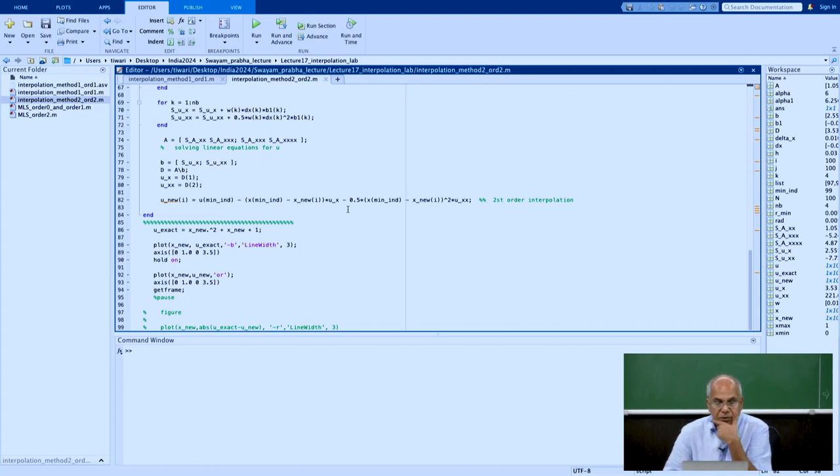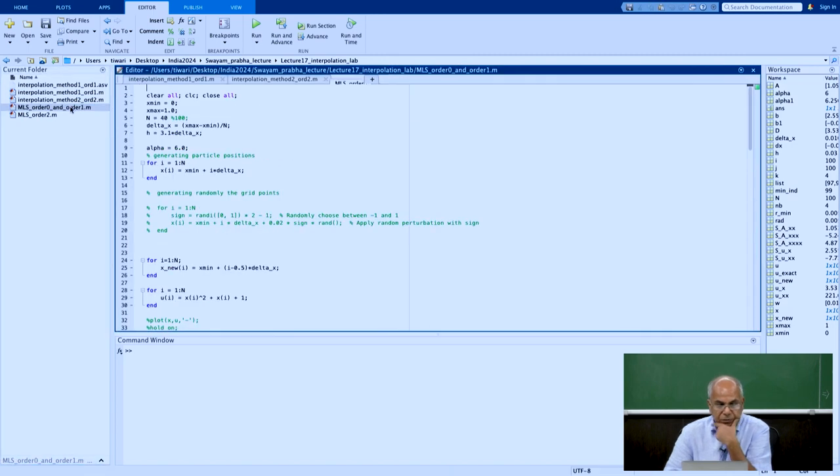Now let us go to the second one, the moving least square method. Everything is the same, nothing changes. My computational domain is 0 to 1, so x min is 0, x max is 1. I give here the number of points, for example, 40. We can change it later, we can run it later.